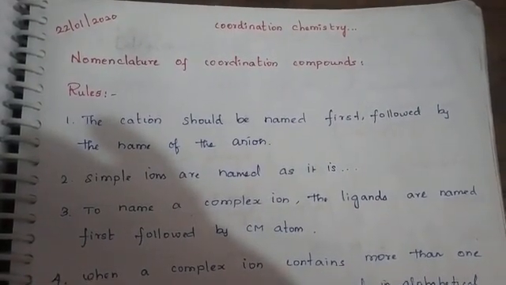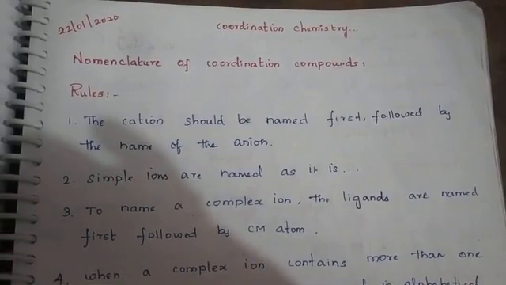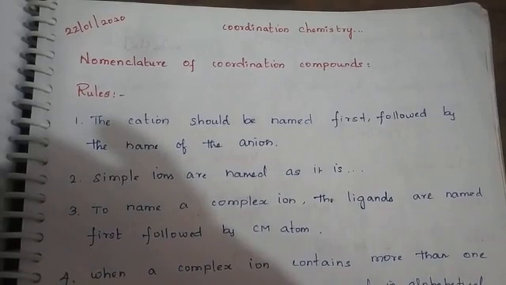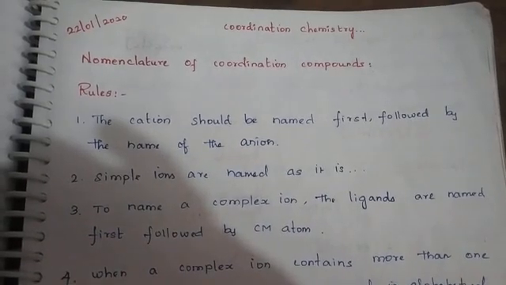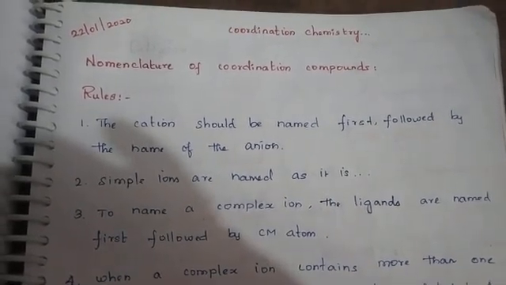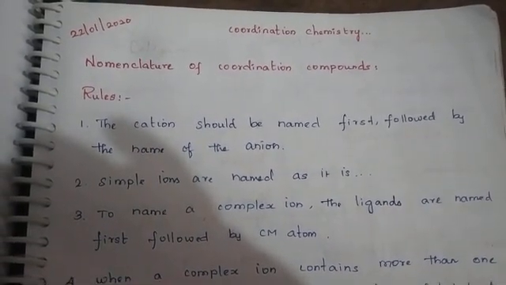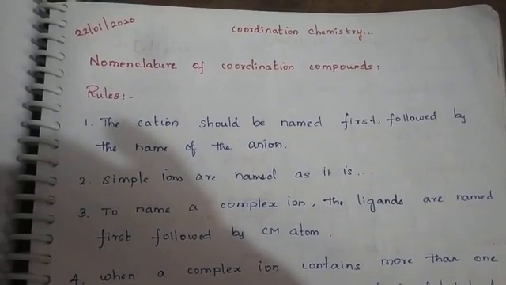We know already what is a cation and what is an anion. Cation will possess the positive charge and the anion will possess the negative charge. Always, in order to name a coordination compound, you have to name the cation first, then only the anion. Then the second point: simple ions are named as it is.